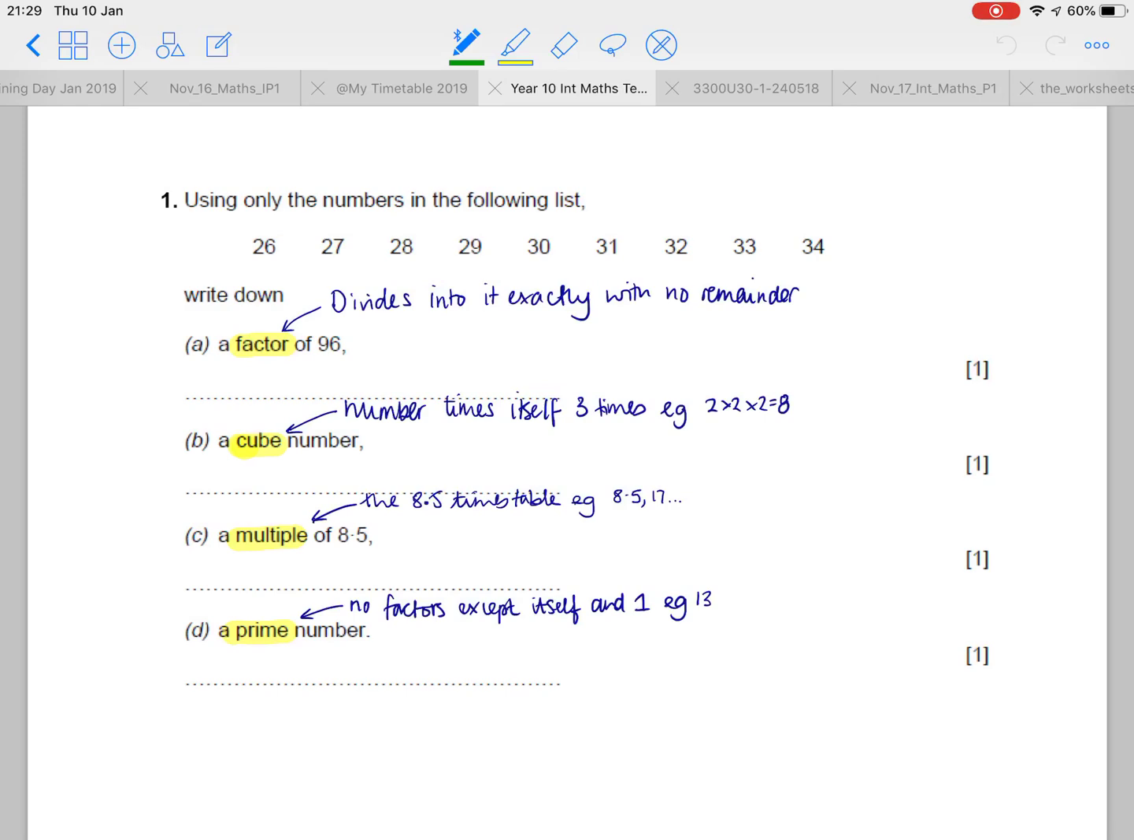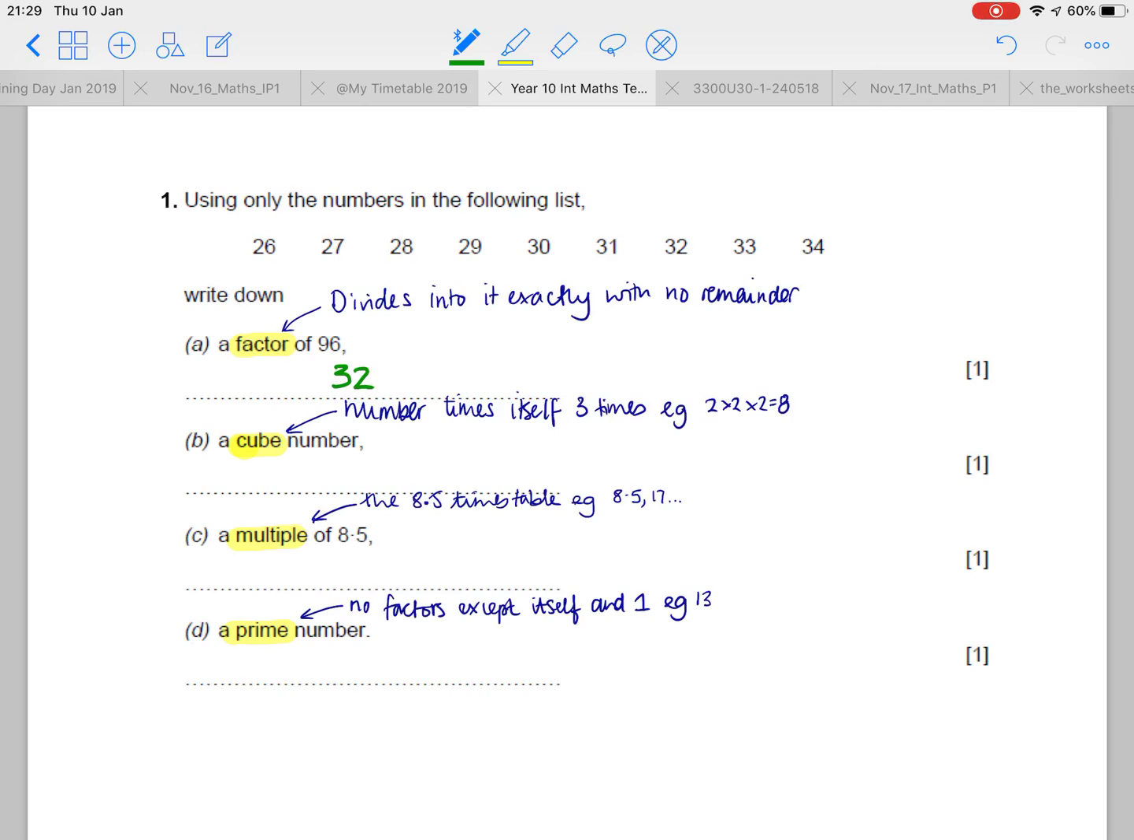Question 1, using only the numbers in the following list, write down a factor of 96. A factor divides into a number exactly with no remainders. So 96 can be divided by 32. And 32 goes into 96 3 times with no remainder.